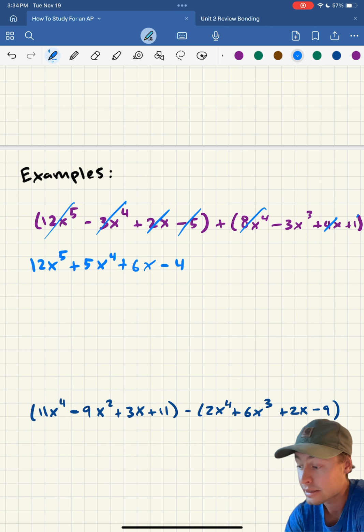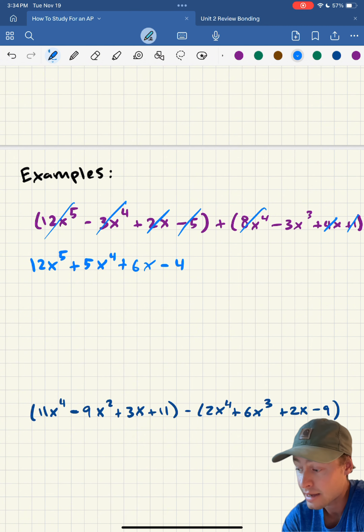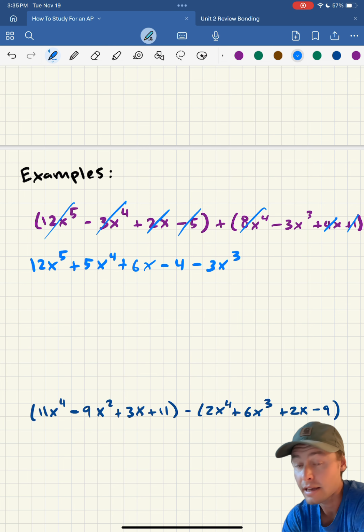Okay? Now notice, there's something on the right-hand side that I didn't combine with anything on the left-hand side. This term right here. I can't just forget about that. I have to add that in because otherwise my answer would not be complete. So I'm going to put that in here at the end. The negative 3x to the third.